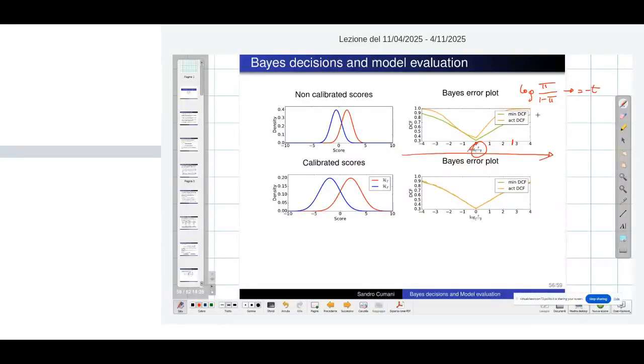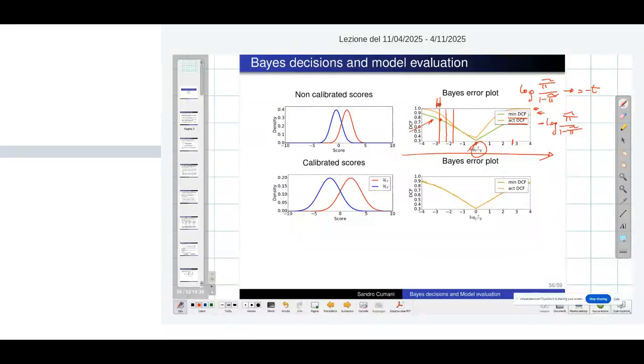Then for each application, I can compute actual and minimum cost. Of course, we observe that the minimum cost is always lower than or equal to the corresponding actual cost. Each of these points represents a different application. For an application, the minimum cost is the cost that I would get if I select the optimal threshold. The actual cost is the cost obtained with the threshold that corresponds to the application. In this case, minus what you have on the x-axis, this pi here, actually pi tilde, all these are pi tilde because we use the effective prior. So for any application, each x corresponds to an application, and the corresponding minimum DCF is lower than or equal to the actual DCF.